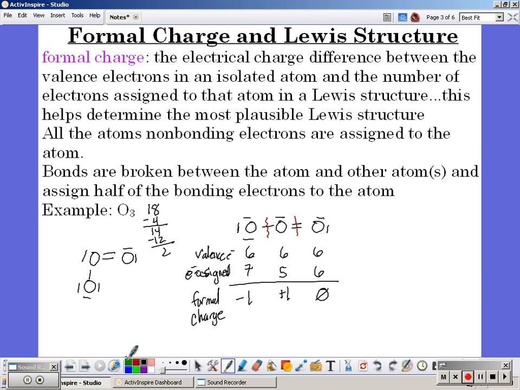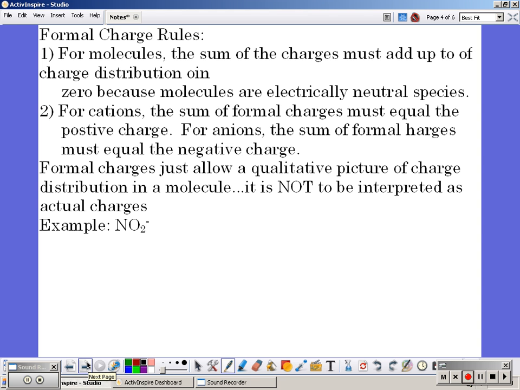For cations, the sum of the formal charges must equal the positive charge, and for anions, the sum of the formal charges must equal the negative charge. Formal charges just allow a qualitative picture of the charge distribution in the molecule. It is not to be interpreted as actual charges.